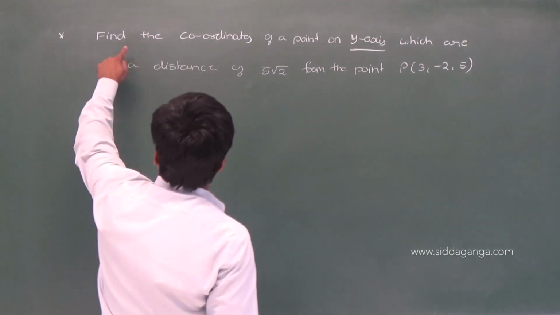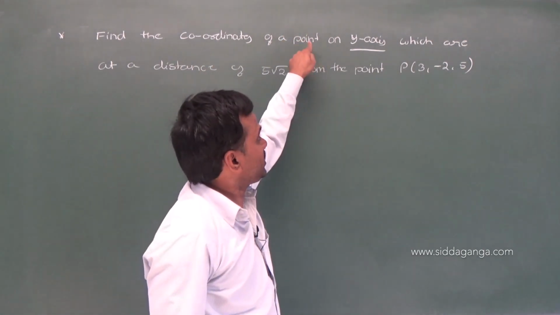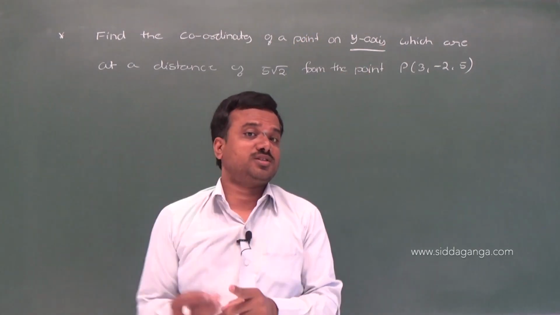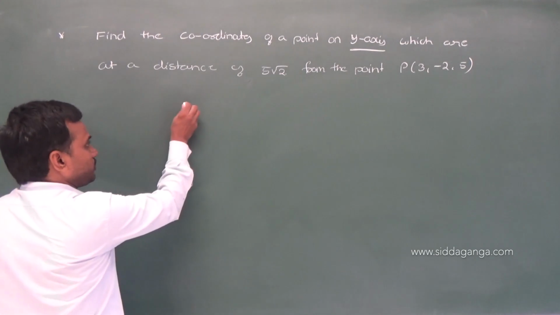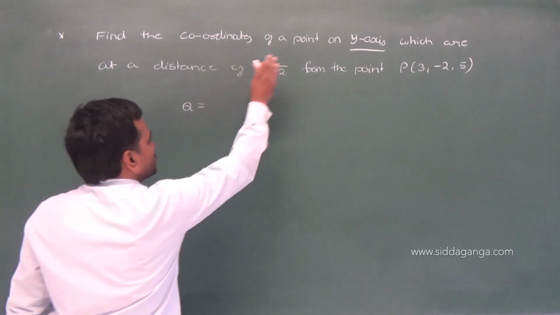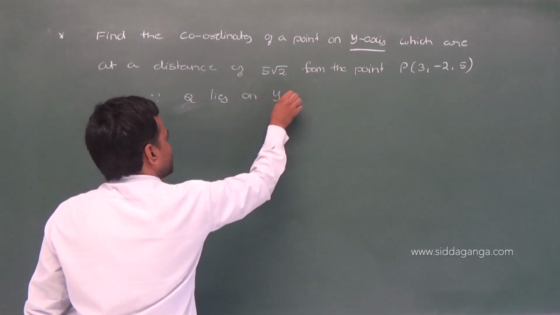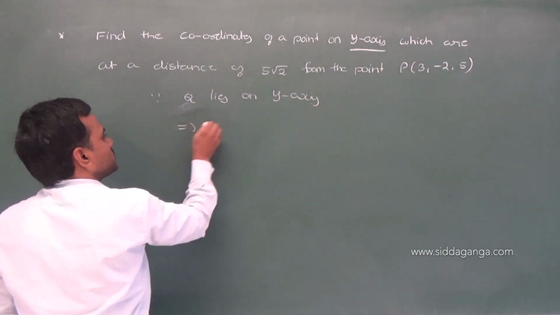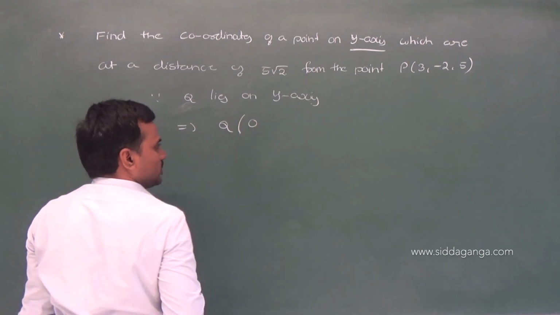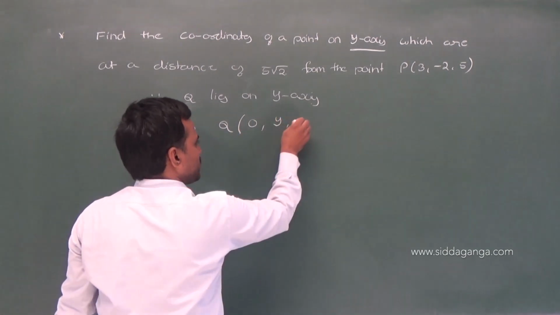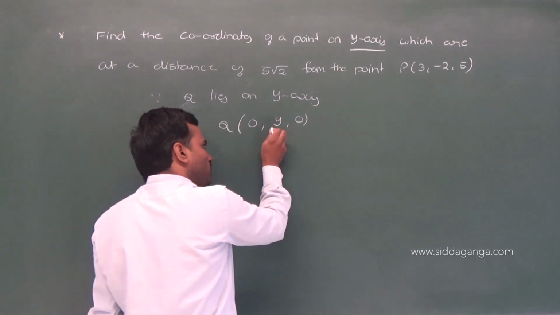Observe carefully. Find the coordinates of a point. That point lies on y-axis. We discussed in the first class. On y-axis, x coordinate is 0, z coordinate is 0. We write the point Q. Since Q lies on y-axis, the coordinate of Q: x coordinate is 0, y coordinate we write as y, z coordinate is 0. This is the point Q. What we do here, we have to find out the value of y.